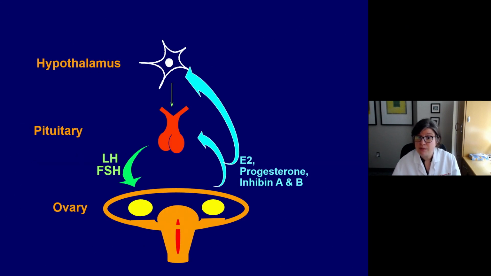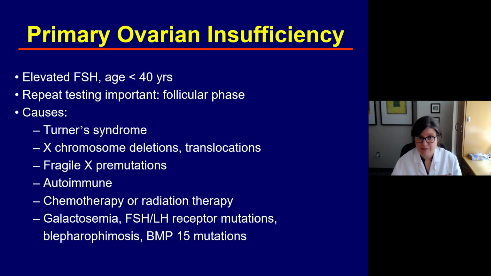So we know the problem is at the level of the ovary. The reason we know that is that the FSH is elevated, telling us that there's a low estrogen state. Through negative feedback, FSH is being upregulated and trying to stimulate the ovary to produce more estrogen. So this patient has primary ovarian insufficiency, which previously was known as premature menopause. This is defined as an elevated FSH in a patient less than 40 years of age.